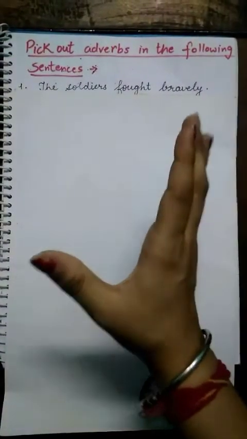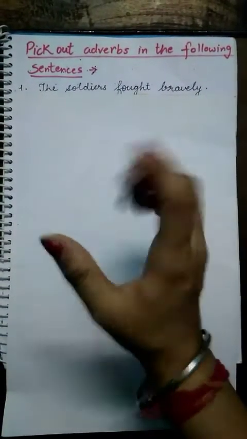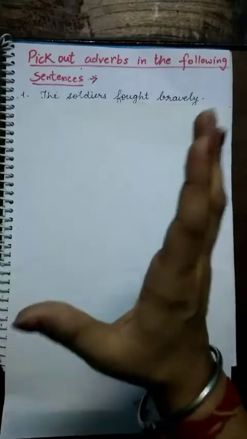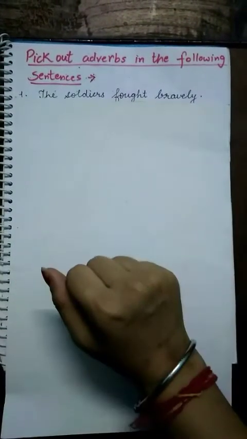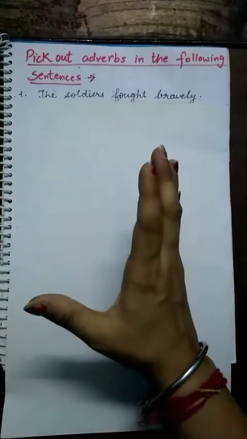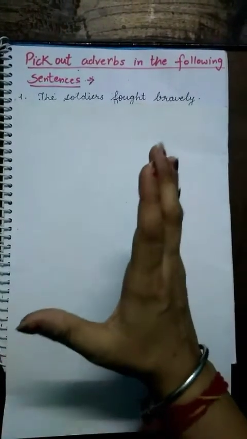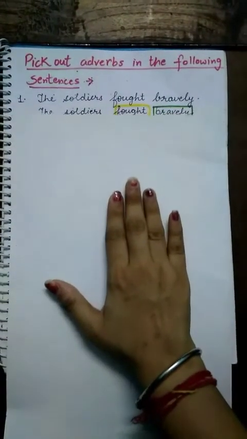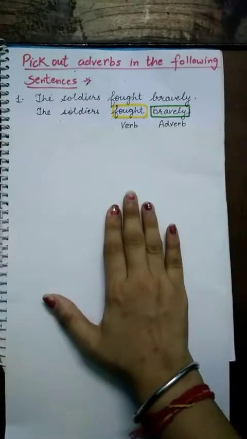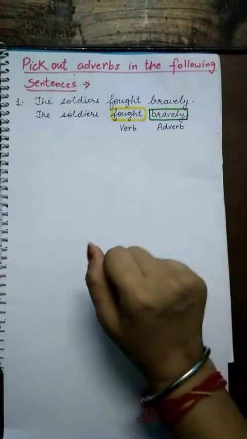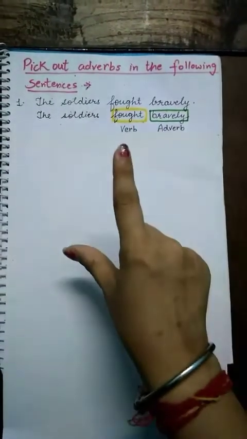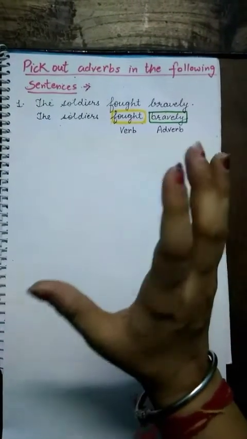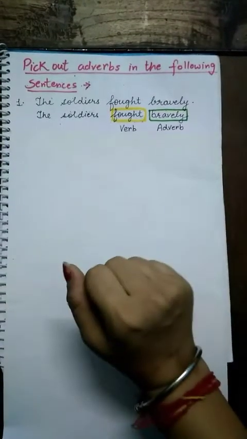Now let's discuss a few sentences related to adverbs. What you have to do is pick out the adverbs in the following sentences. Sentence number 1 is, the soldiers fought bravely. Very good. Bravely is an adverb because it tells you more about the verb fought. Now let's move to sentence number 2.